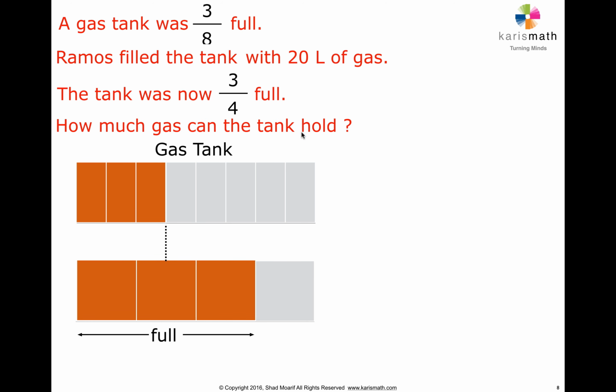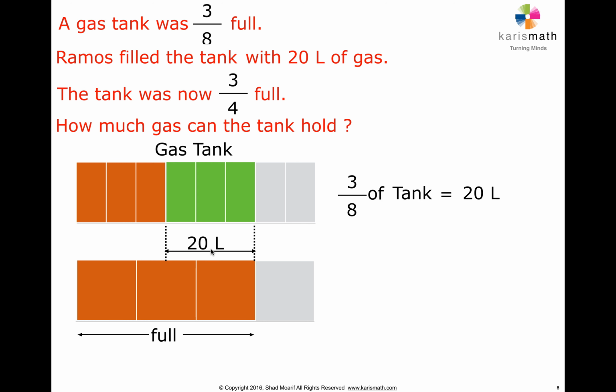If you want to know how much gas the tank can hold, this difference from here to here must be 20 liters, the bit that he added. And notice, that is actually equal to, what fraction is this of this whole gas tank? 3/8, that's right. So we can say that 3/8 of the tank is the same as 20 liters. It is equal to 20 liters.